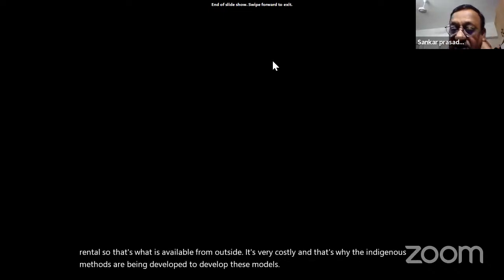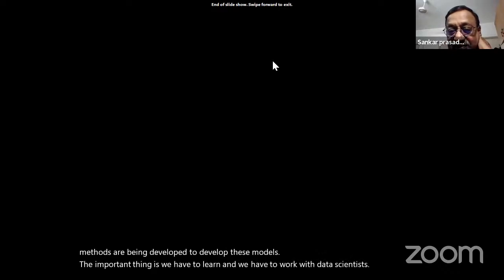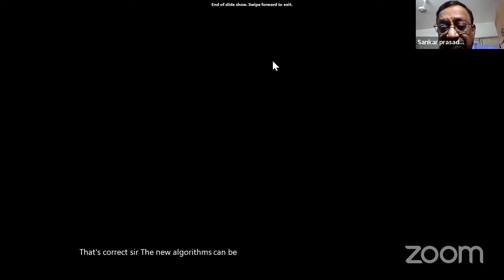The important thing is we have to learn and we have to work with data scientists. Right. Yeah, I know. When I say new players, I was not talking about new apps or anything. I was talking about, suppose you are developing a model on outcome prediction based upon the imaging and risk factors, collaterals, etc. There will always be scope for several other stroke-related variables to be introduced into the model, and you can keep on refining this, isn't it? That's correct, sir. The new algorithms can be created and put into use very fast.